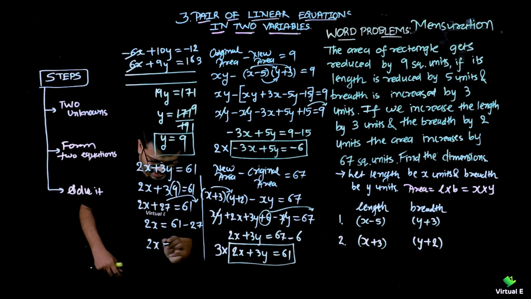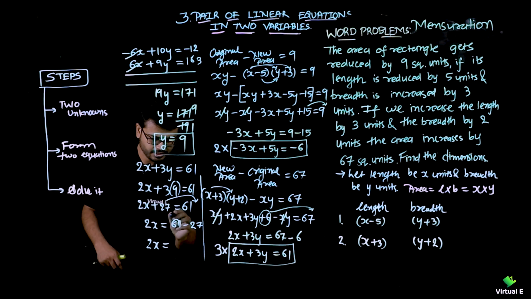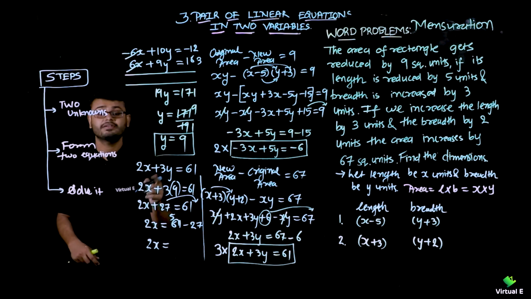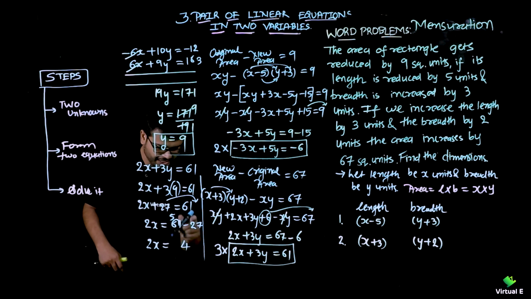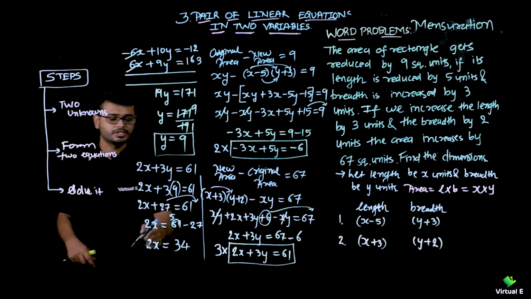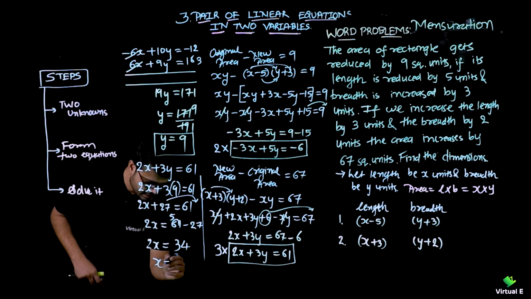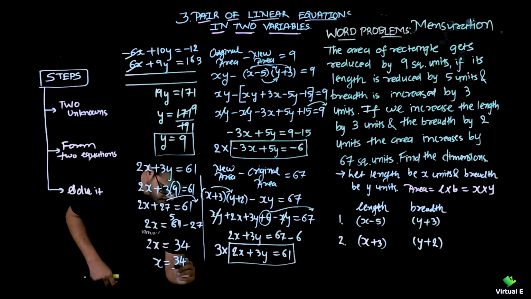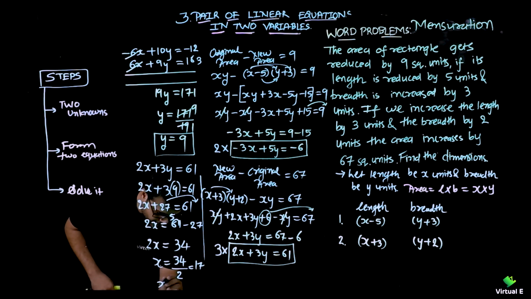So 2x is equal to, here it will be 11, here it will be 5. 11 minus 7, that is 4. 5 minus 2, that is 3, right? So x is equal to what? x is equal to 34 over 2, which is 17. So x is equal to, my answer is 17, right?